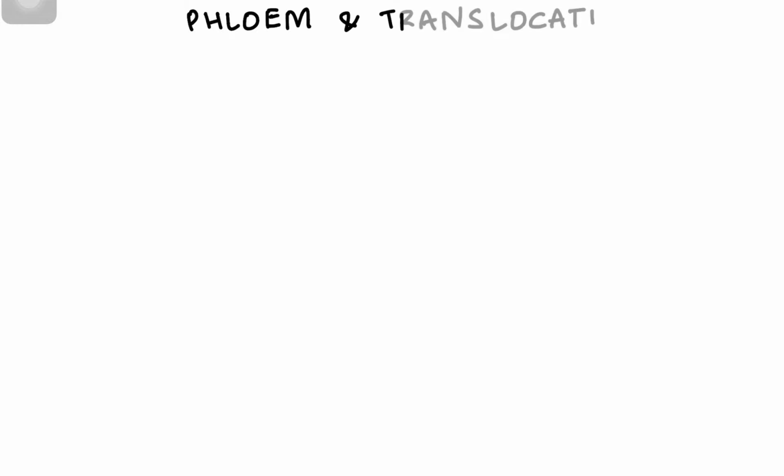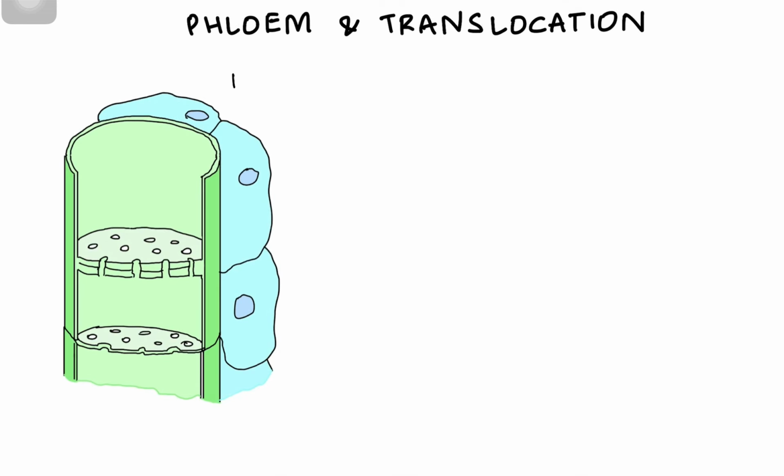So in today's video we're going to be talking about the phloem sieve tube elements and the process of translocation. When we talk about the phloem, we should know that it's a kind of tissue and it's a part of the vascular bundles. It has sieve tubes which are the main essence of this tissue.